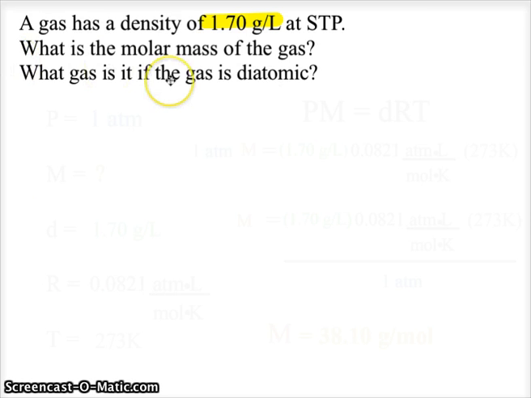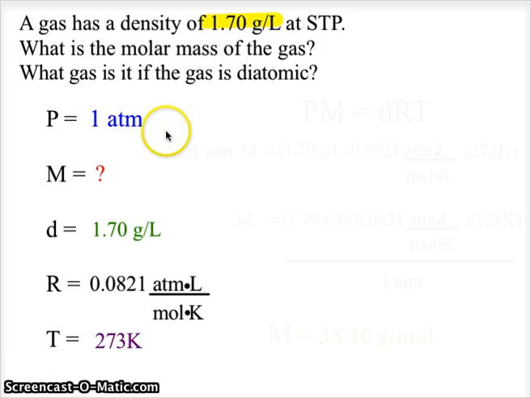So here we have a sample problem. A gas has a density of 1.70 grams per liter at STP. What is the molar mass of the gas, and what gas is it if it is diatomic? So if we look at the values, the pressure will be 1 atmosphere, reminding ourselves that at standard temperature and pressure, we have 1 atmosphere of pressure. Molar mass, that is what we're looking for. The density is 1.70 grams per liter. That is given to us in the question.